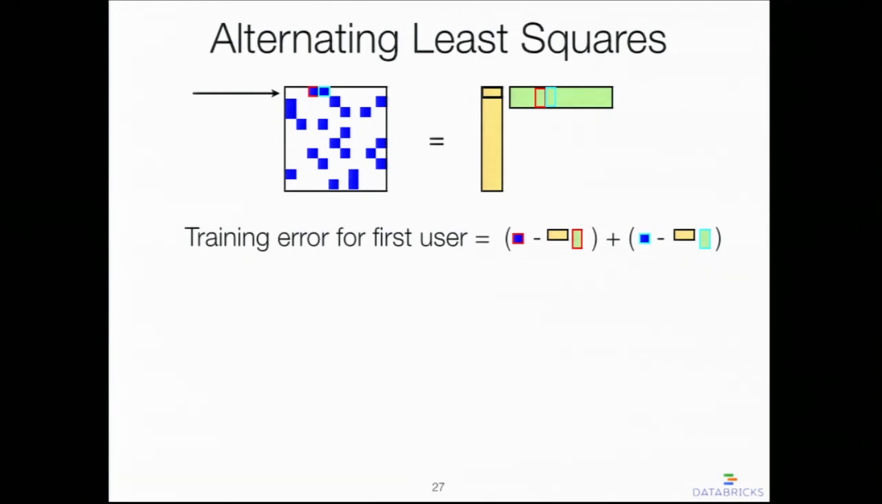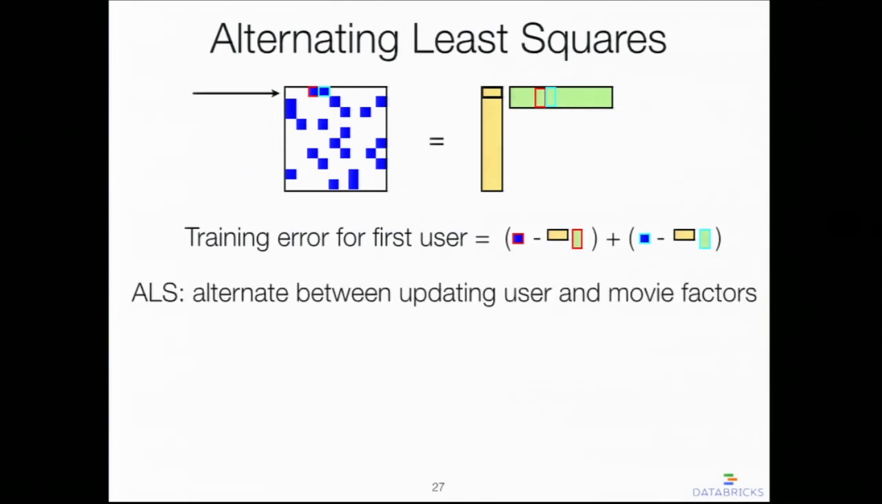We can describe the training error of this first user as the difference between each of these ratings and what a model would predict for it. That's what this pictorial equation in the middle of the screen is showing you. There are two terms. Each term is a difference between a rating and the corresponding prediction that a model would give you. That's just a dot product between two vectors, the user features and the associated movie features.